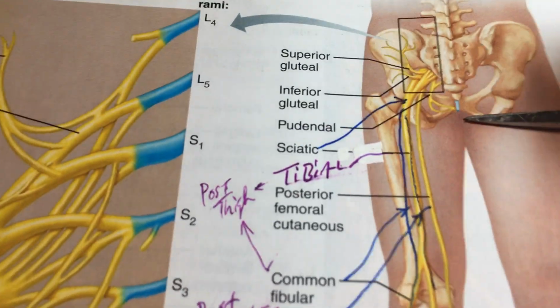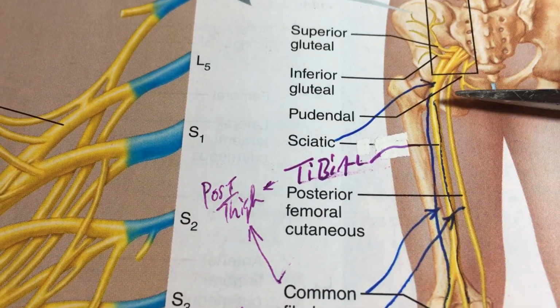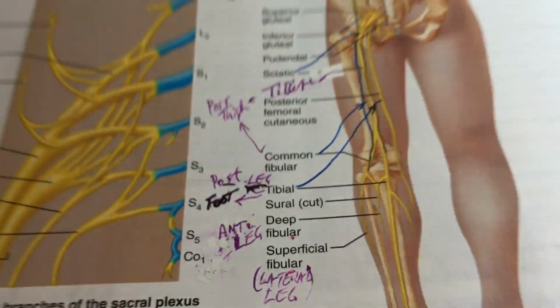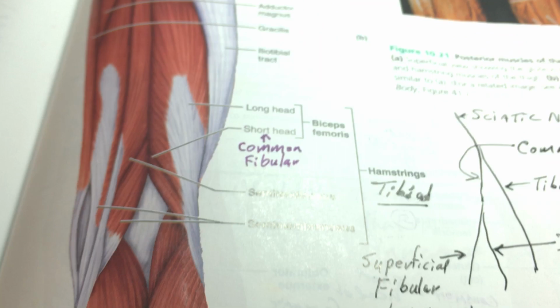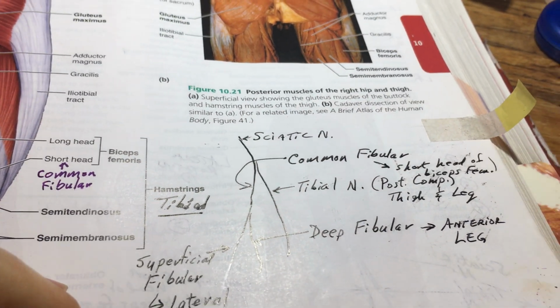Now I tried to draw here something that showed us, and it's probably a little bit better over here where we studied muscles. Remember muscles? So let me just slip this over here so we don't lose our place. And then here we are now. We have this view here.